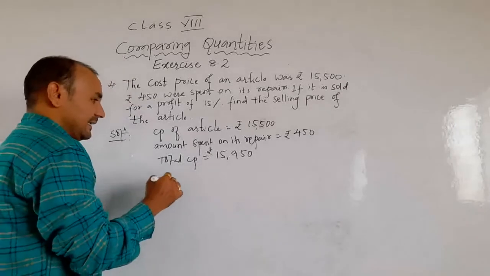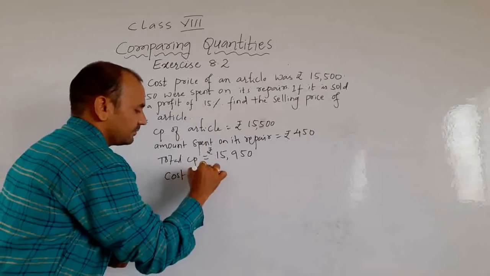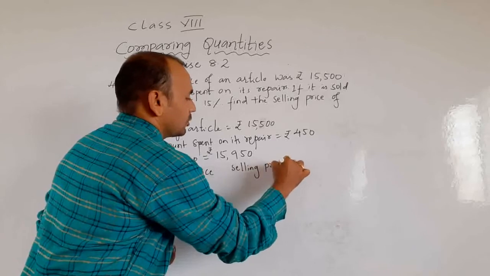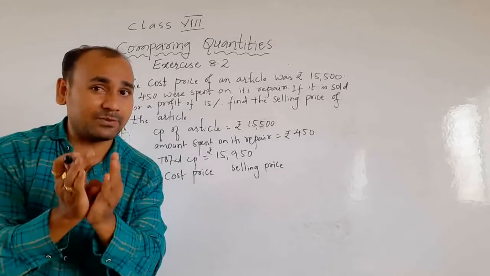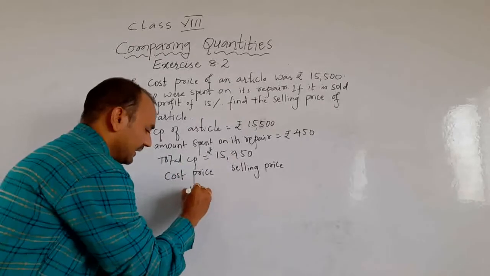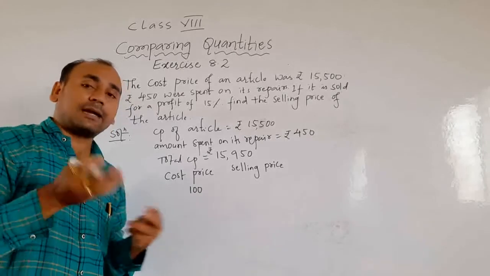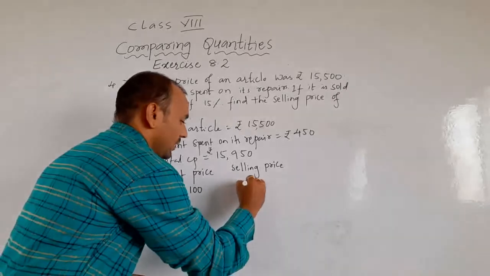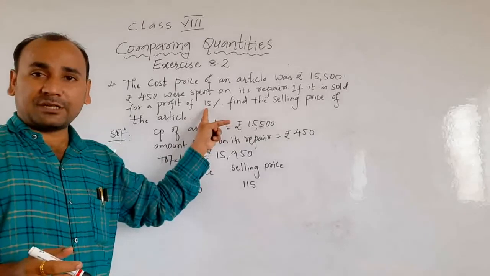Now they are selling it at 15% profit, so let me take cost price and selling price. Whatever I am teaching, you have to take it for 100 first. So let me take the cost price of an article as rupees 100, since percentage is per 100. Cost price is 100, so selling price will become 115, because he is selling it at a profit of 15%.